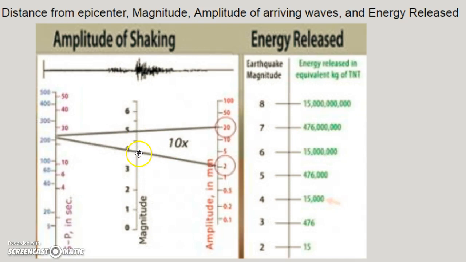So therefore, a magnitude of 4 is going to release 15,000 kilograms of TNT in energy equivalent. So a 4 and a 5 have different amounts of energy. Notice, it's not like we're doubling. We're increasing with a logarithmic scale. And thus a magnitude 4 is only releasing 15,000 kilograms of TNT, whereas a magnitude 5 is going to release 476,000 kilograms of TNT. So it goes up very, very quickly. Increases are not what you think they are. They're going to go up exponentially or logarithmically.